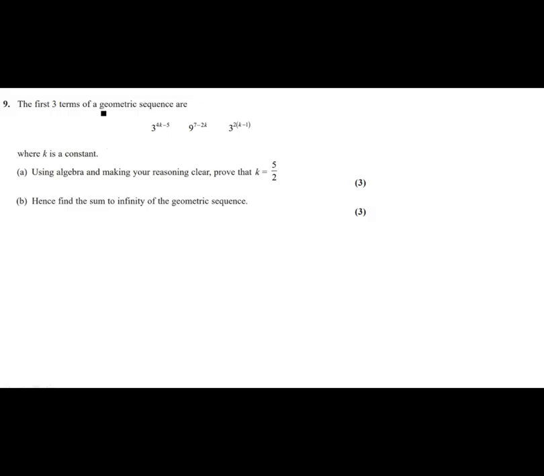Okay, so this is a geometric sequence. So in a geometric sequence, the common ratio is the same. So if you have first term a, then the second term will be a times r, and the third term will be a r to the power 2. So one less power. And the nth term is basically ar to the power n minus 1. Now here, if we do the ratio of this term divided by this, will give you r. This term divided by this will give you r, and they both will be equal to each other.